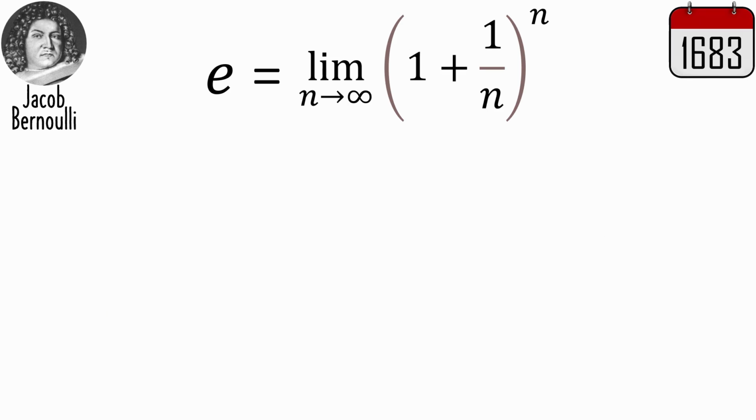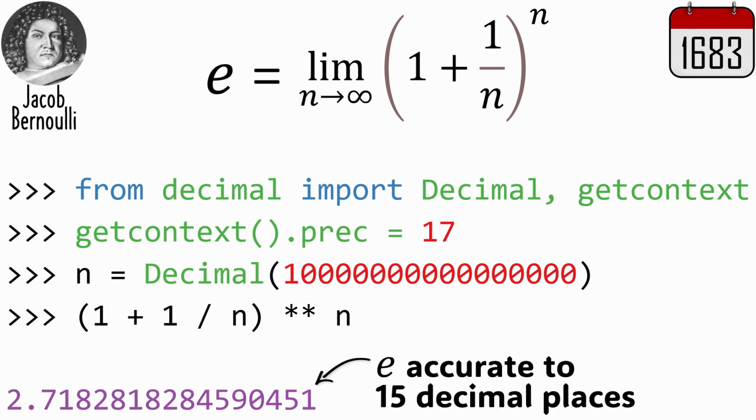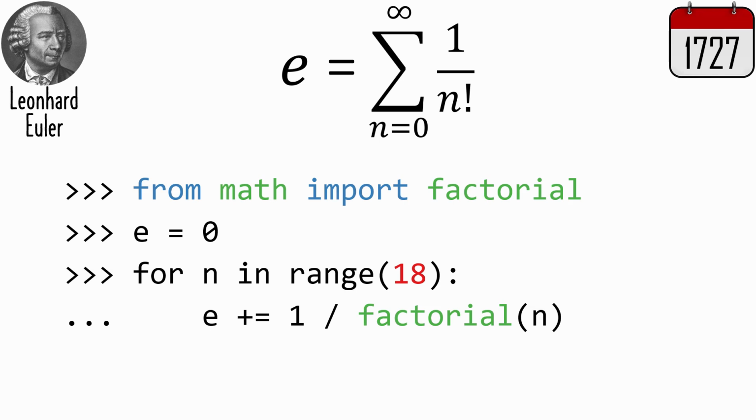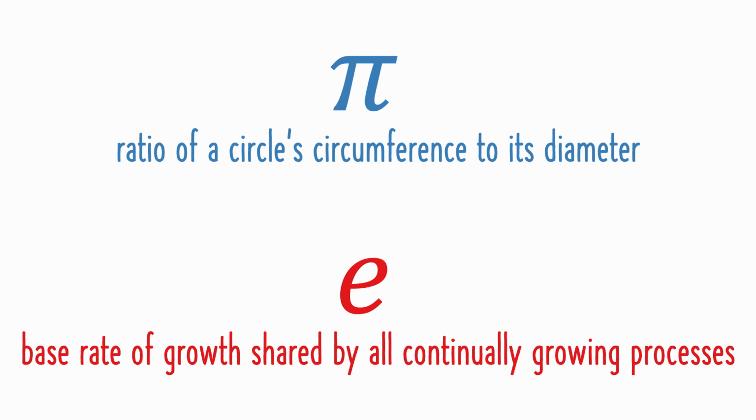Unlike pi, e is not defined using geometry. While studying continuously compounding interest, Bernoulli computed e with this limit as n approaches infinity. If we use a sufficiently high value for n, we can compute a great estimate for e. Euler defined e with the sum of an infinite series. If we add up just the first 18 terms, we again get a great approximation. So whereas pi is based on the shape of a circle, e is a seemingly magical number that exists in nature and indicates how fast things grow.